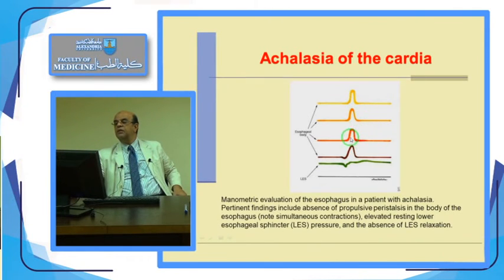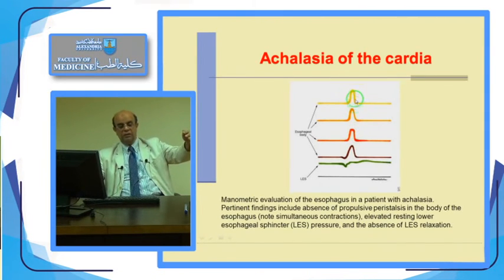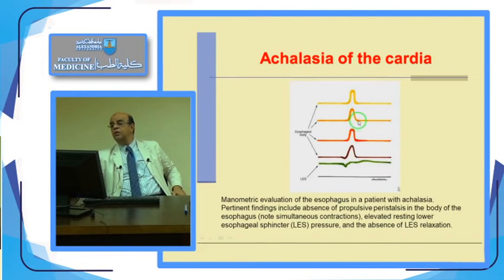Peristaltic contraction is usually present at different times in the different parts of the esophagus: upper third, middle third, and lower third. Here, contraction is present all the time, there is no peristaltic activity, and there is a lower esophageal sphincter of high pressure that does not relax on swallowing.